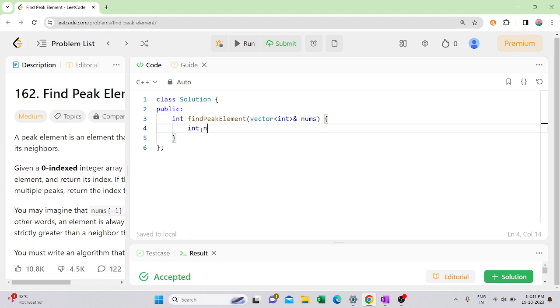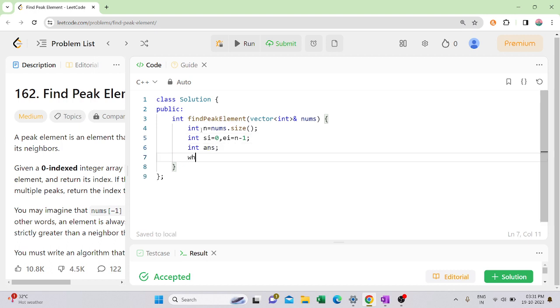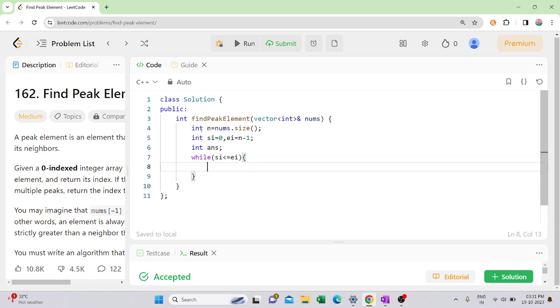Let's take n as the size of the array. Okay, so let's initialize our starting index with 0 and ending index with n minus 1. Let's keep an answer and let's write the entire template which we discussed earlier. I am not making any changes over there, I am copying the entire template. Starting index less than equals to ending index, and mid is starting index plus ending index minus starting index by 2.